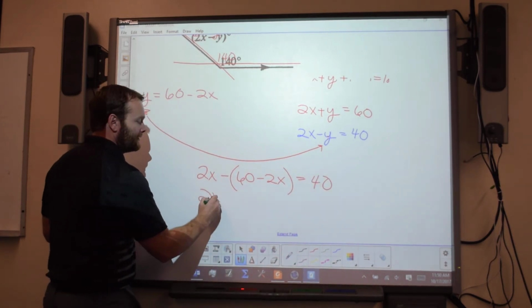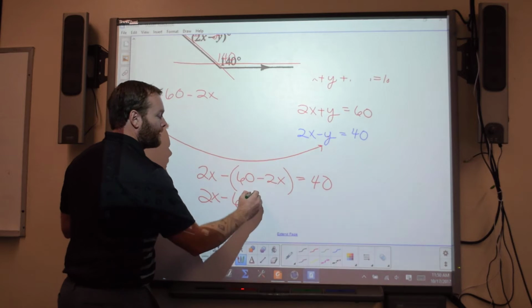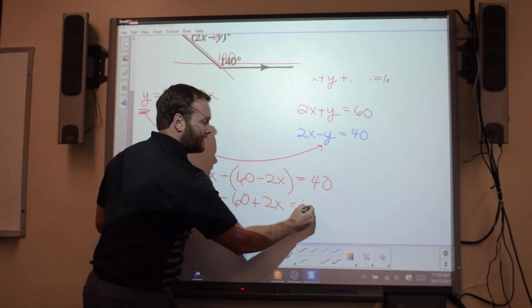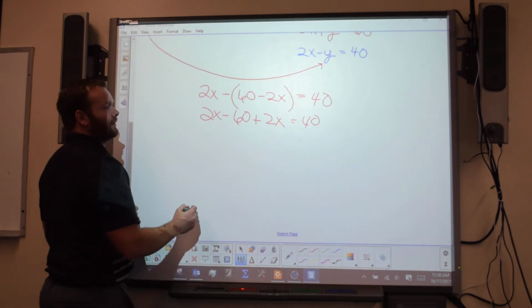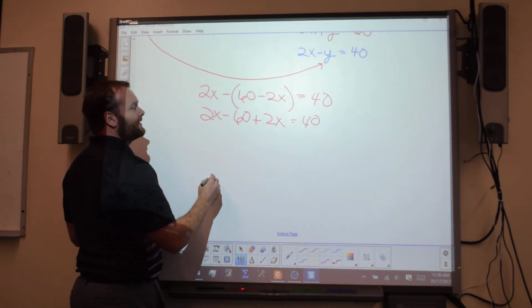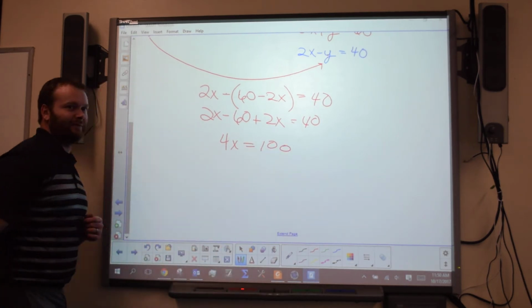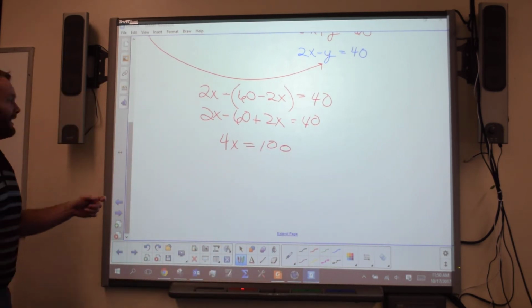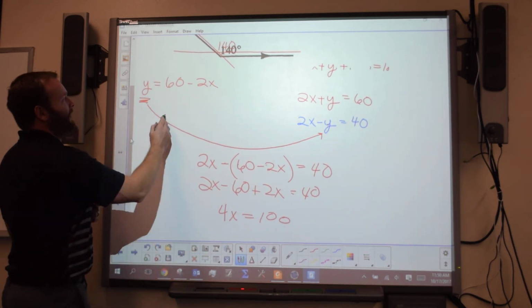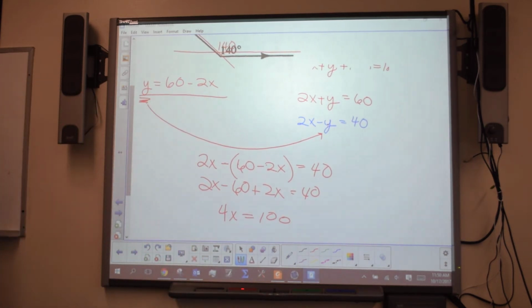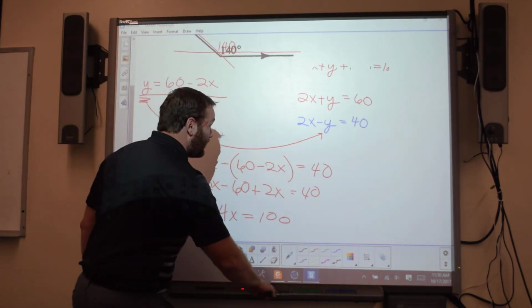So that means 2x minus 60 plus 2x. I got to distribute that negative through. Is equal to 40. So add my x's together, move my 60 over. Do I still get x to be 25? And if I get x to be 25, come back up here, it's really easy to find y then. 60 minus 2 times 25 is 10. Not the only way you could have done it.